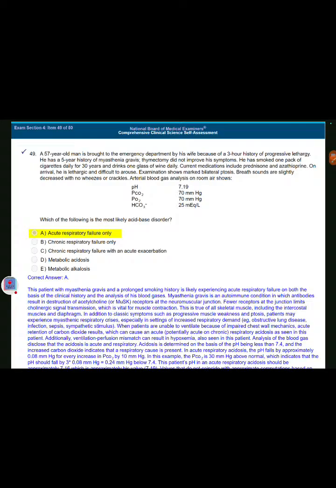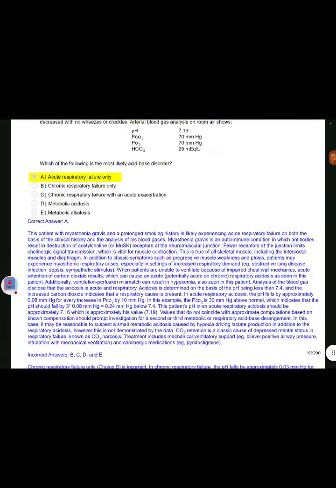On arrival, he is lethargic and difficult to arouse. Examination shows marked bilateral ptosis. Ptosis is very suggestive of myasthenia symptoms; bilateral ptosis will be there in myasthenia. Breath sounds are slightly decreased with no wheeze or crackles. Arterial blood gas analysis on room air shows pH 7.19, PCO2 70 mm Hg, PO2 70 mm Hg, bicarbonate 25.